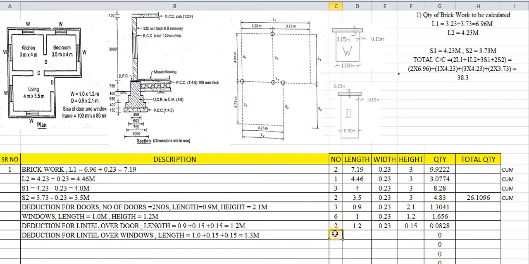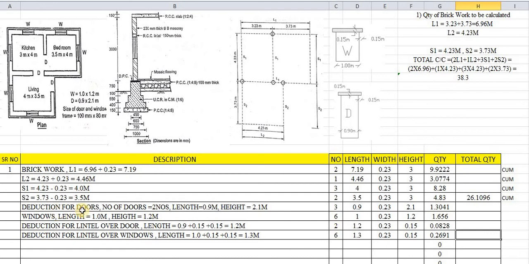So 1.3, how many numbers of windows are there? So 6 numbers of windows are there. What about length of one window? 1.3 is the length. Width is the same, the width we have been using, that is 0.23. What about the thickness? Thickness of lintel is 0.15, which is given in the section. So it comes to be 0.2691. So in this way we have calculated the quantity 0.2691.